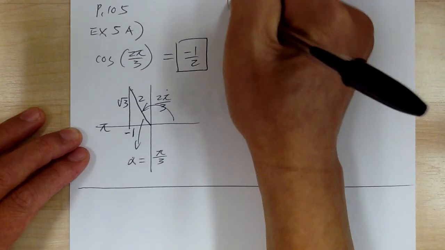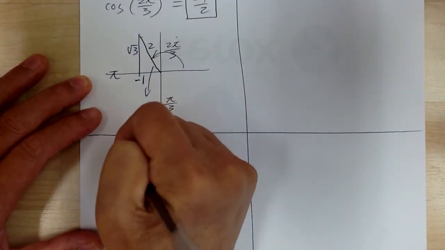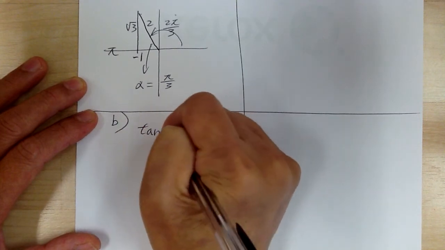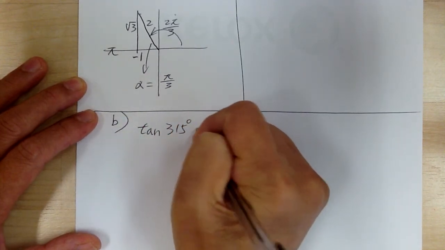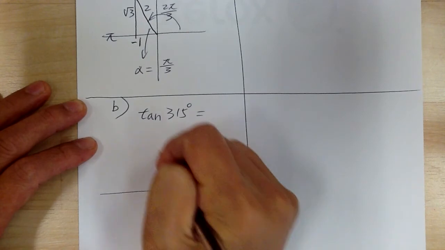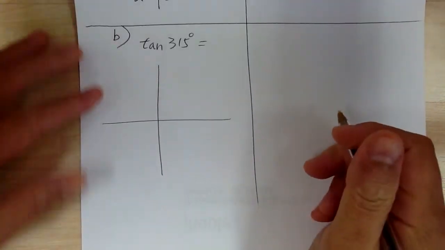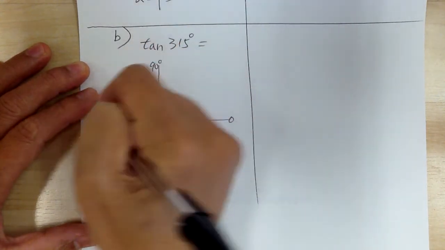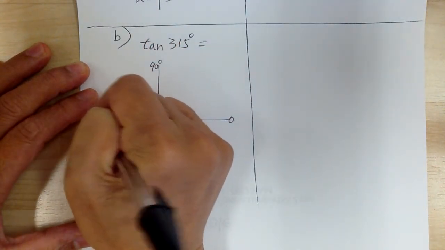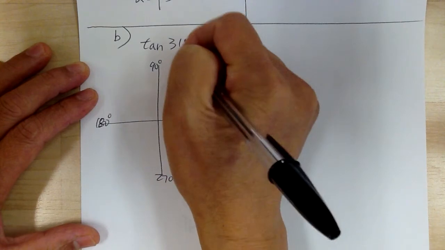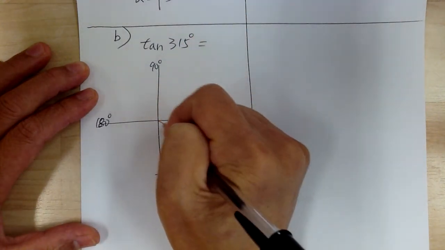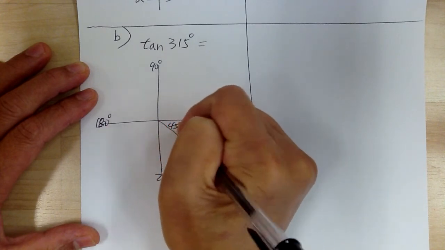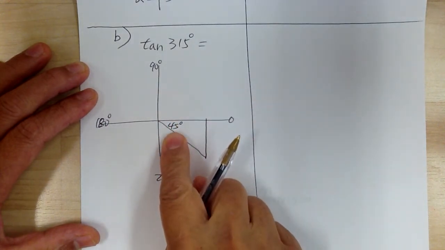Okay, let's go to example B. Tangent of 315 degrees. So again, first you have to locate your triangle. So 315: here's your 0, 90 degrees, 180, 270, and you need to get 45 more, so it's going to be right over here. So your alpha is 45 degrees. Your reference angle is 45 degrees.